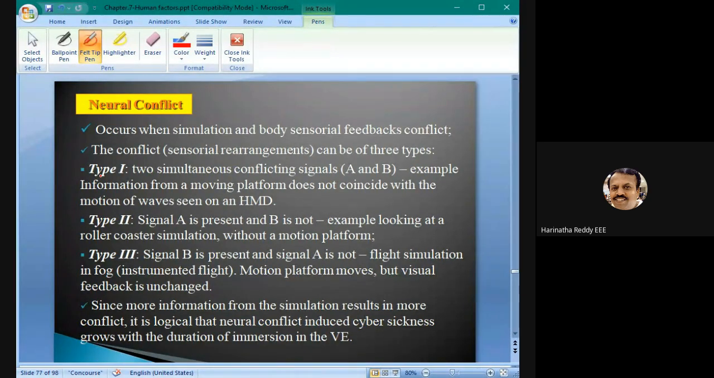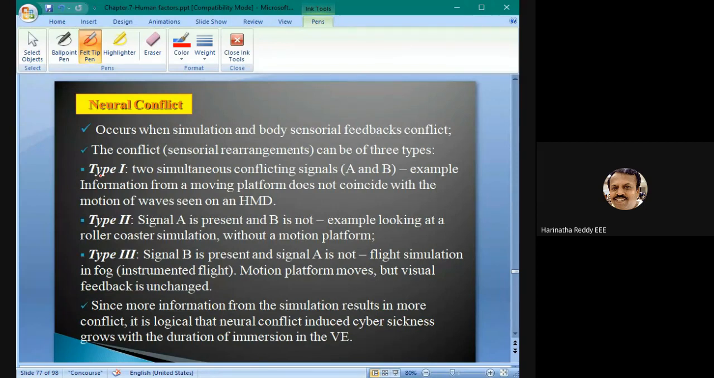When the feedback taken from the simulation and from the body sensors are different, there is a chance of conflict. Is that clear? So this particular conflict we call neural conflict. It occurs when the simulation and body sensorial feedback differ.